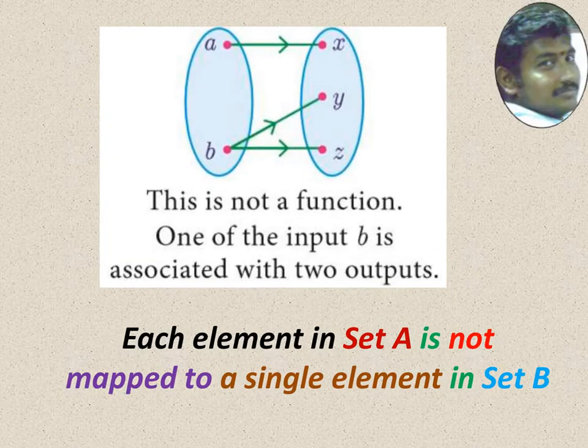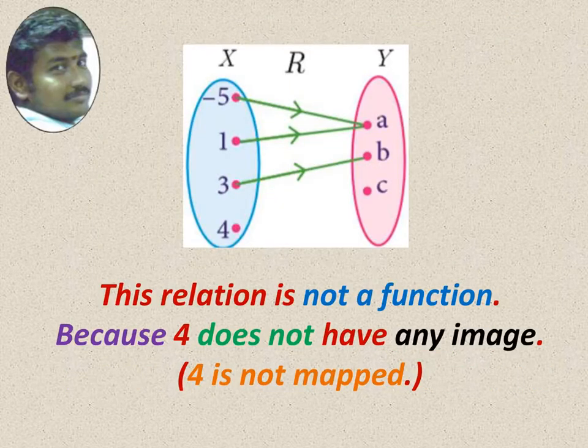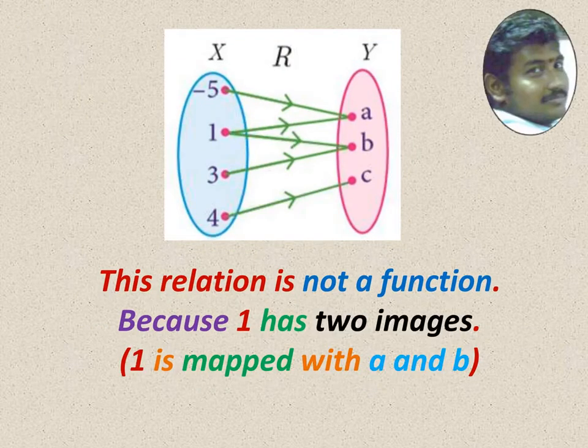Here you see, this is not a function. B has two outputs, B has two images, Y and Z. That's why it is not a function. Look at this. Here, this is not a function because element 4 in the domain does not have any image. Each element should have one image. So this is also not a function because 1 has two images, A and B. Isn't it? 1 is mapped with A and B. That's why it is not a function.